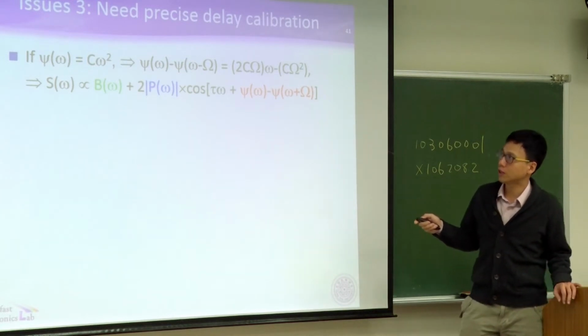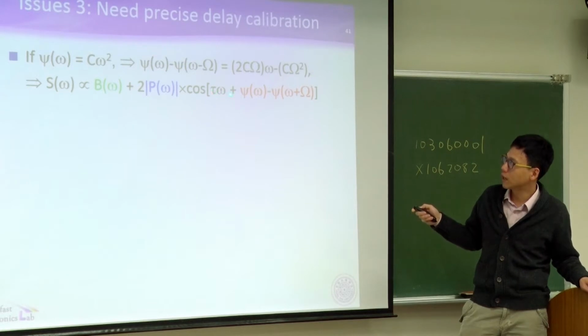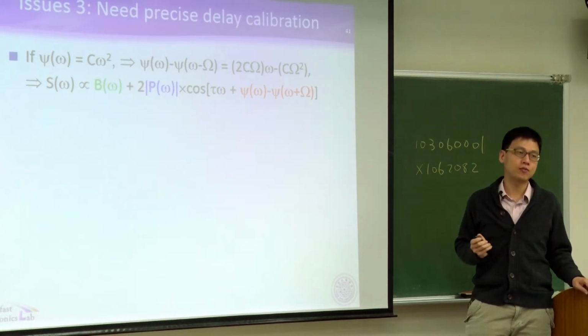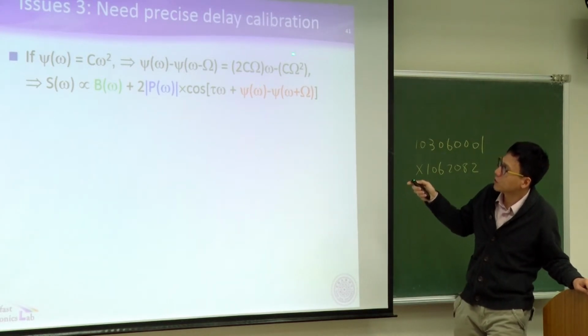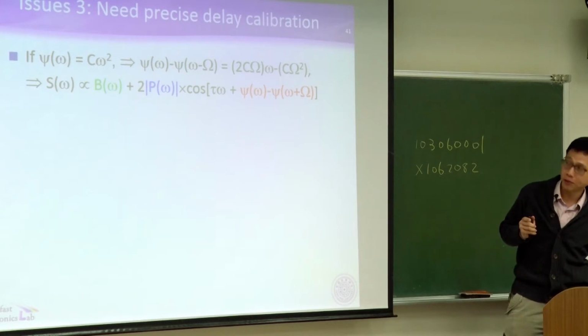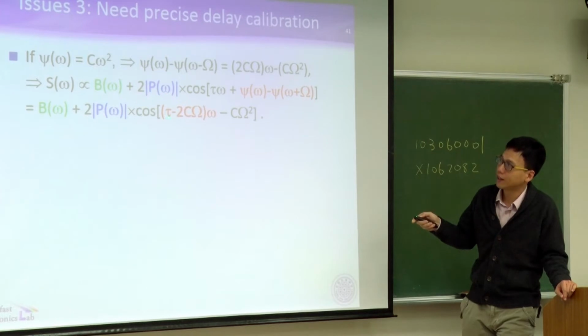And then we also know the formula of the interferogram is background spectrum plus 2 times the absolute value of p times cosine of tau omega plus the spectral phase difference function. So now you just replace the red one by this linear function. In this specific case, you can get this one. You see the two linear terms are combined into the red one, right? Now the coefficient is (tau minus 2c big omega) times omega.